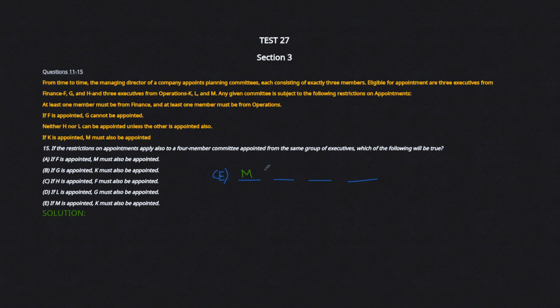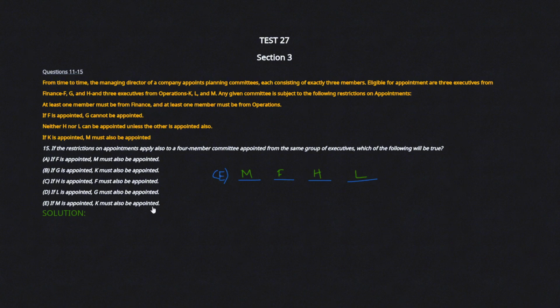So I'll just try to prove that we will appoint M, but we won't appoint K. Let's say we have appointed M, and now let's say we'll appoint F. If we appoint F, then let's say we'll appoint H. And if we appoint H, we will also appoint L. Well, this still maintains all the criteria. We at least have one member from operations and at least one member from finance. We have H and L together. So this is a possibility.